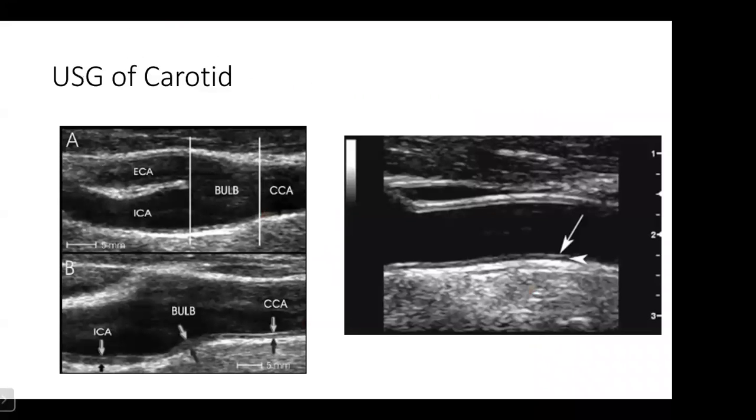This is a picture of USG of the carotid artery. In the carotid artery USG, we mainly look for any aneurysm, any stenosis, or any dilatations, to look for any cause of ischemia.